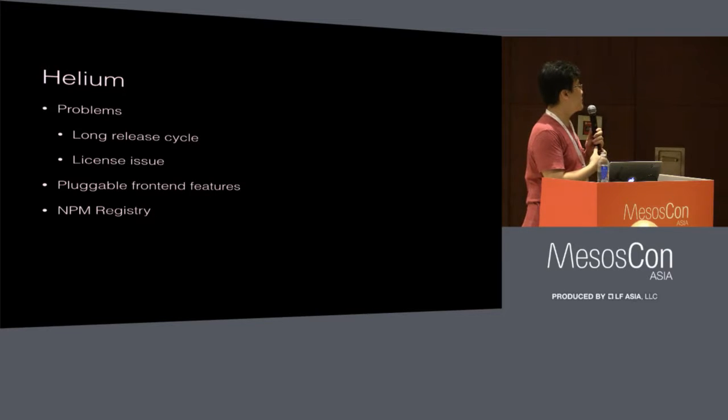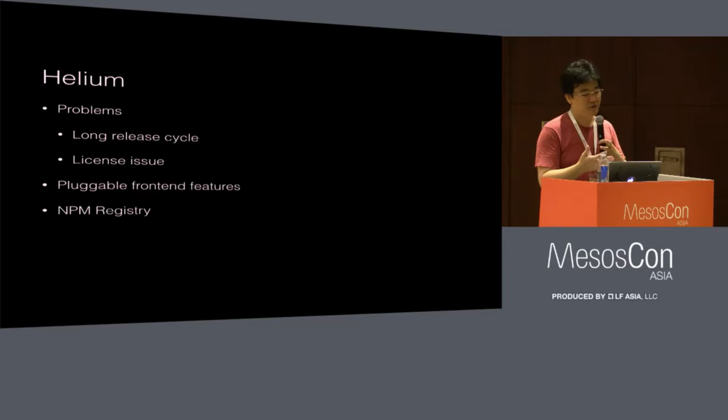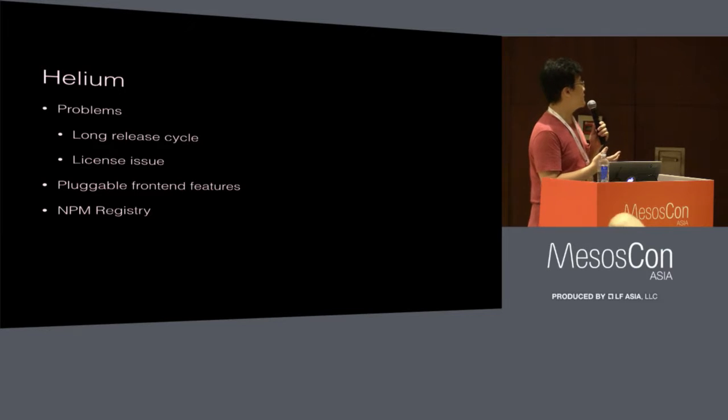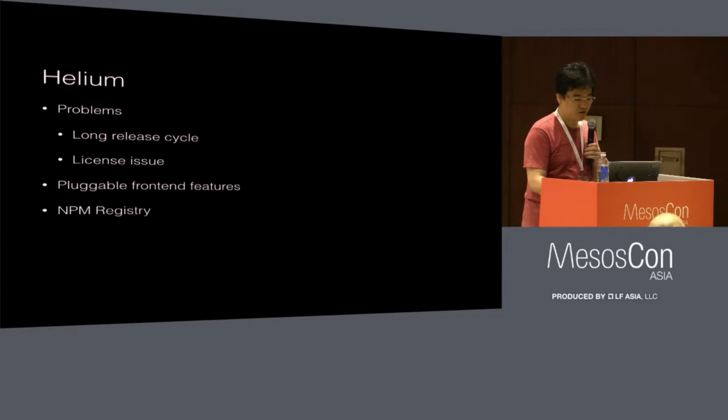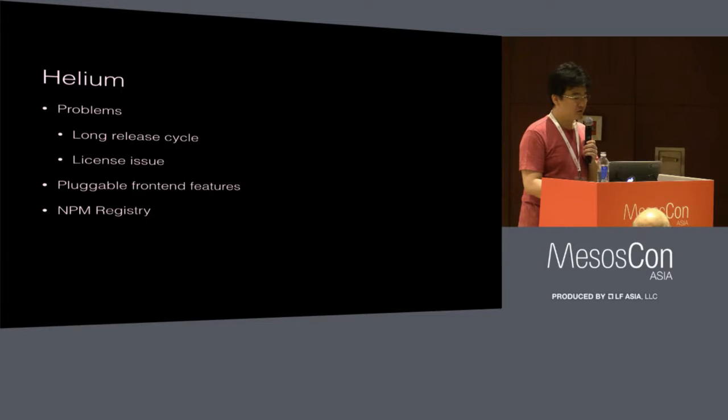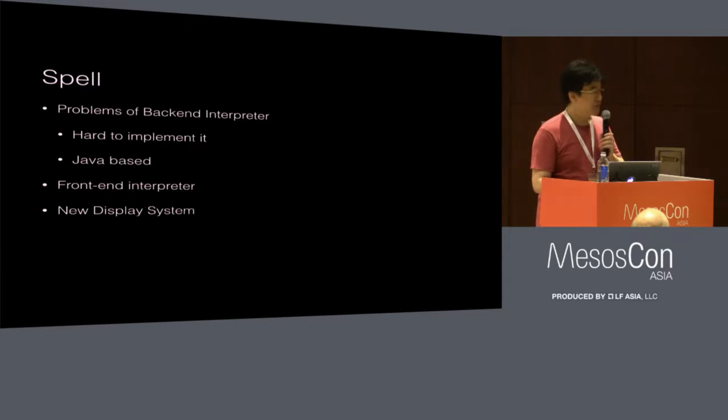Helium is a pluggable front-end system. So you can easily add front-end features with Helium without modifying Zeppelin's web app. And it supports the npm registry. Yeah, I will explain it later. And Helium has three subtypes. So the first one is Spell.